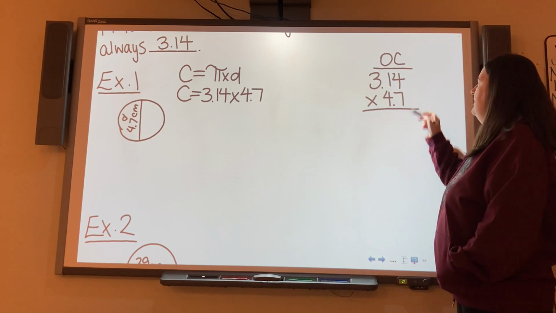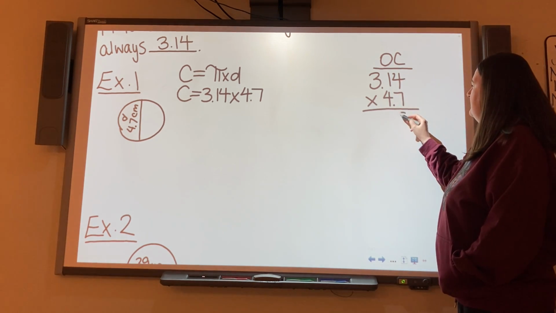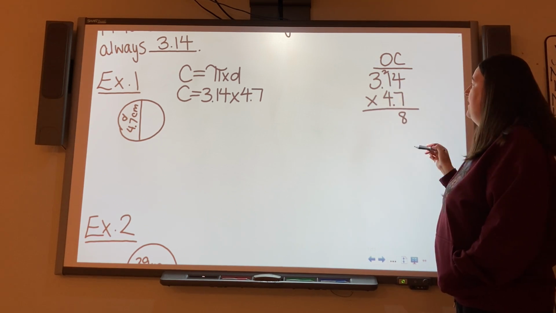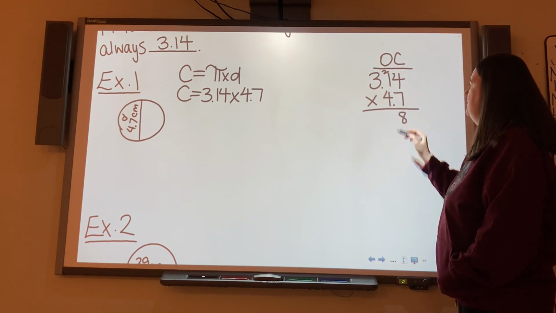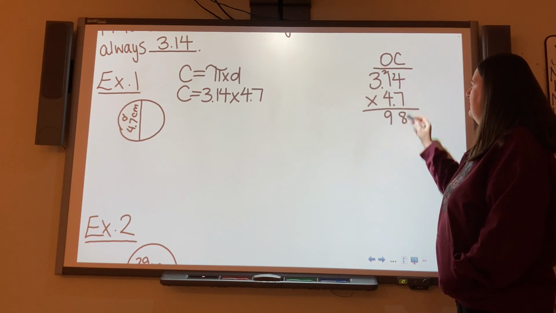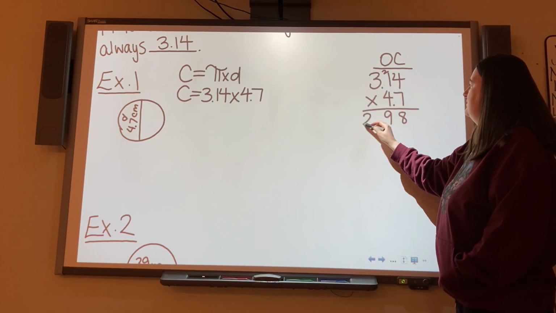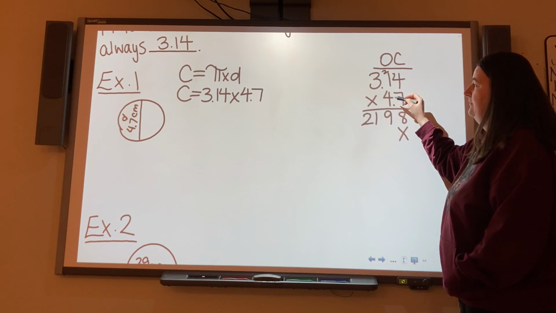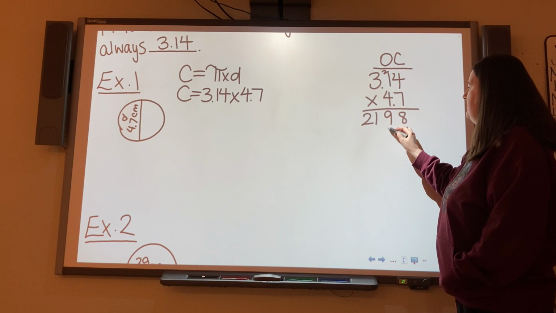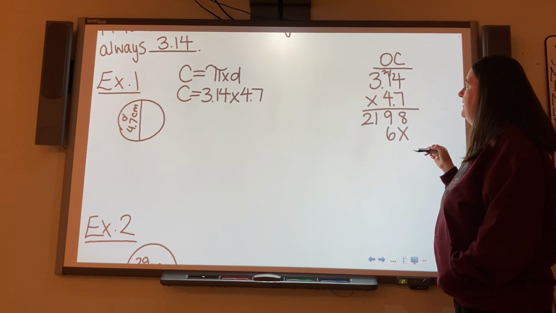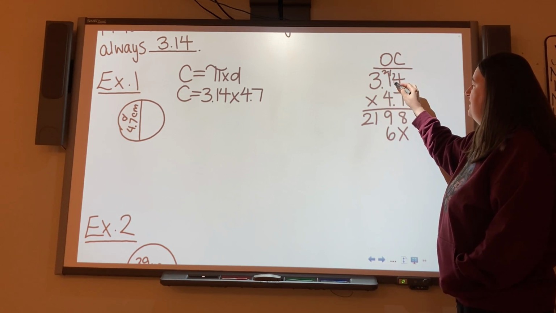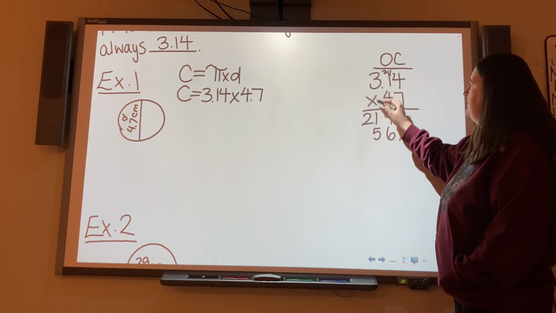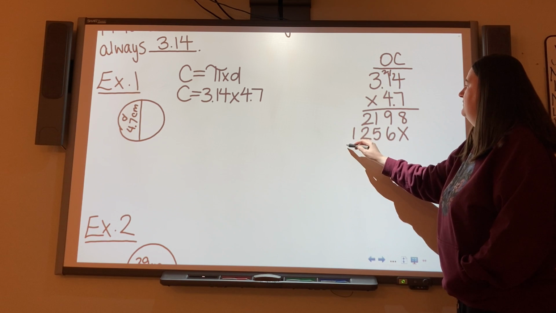So 7 times 4 is 28. Carry the 2. 7 times 1 is 7, plus the 2 is 9. 7 times 3 is 21. Put your X, move to the 4. 4 times 4 is 16, carry your 1. 4 times 1 is 4, plus 1 is 5. 4 times 3 is 12.